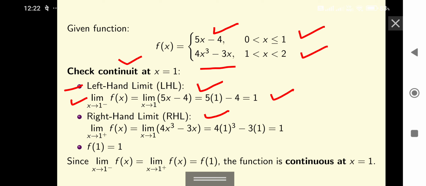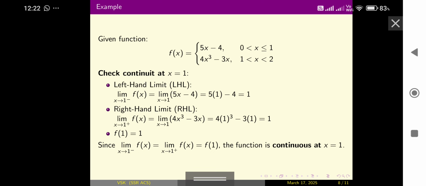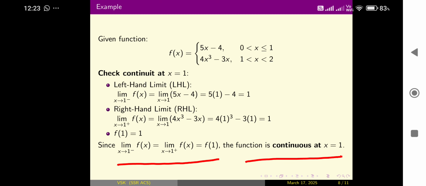For the right hand limit, this means x is tending towards 1 from the right hand side, so the value of x is greater than 1. So this formula will be used, and here we put x is equal to 1, we get the value 1. And the value of f at 1 can be calculated by this formula. By putting x is equal to 1, we get the value 1. So all three are equal in this case. You can see the left hand limit is equal to the right hand limit is equal to the value of the function at 1. So we declare that the function is continuous at x is equal to 1.